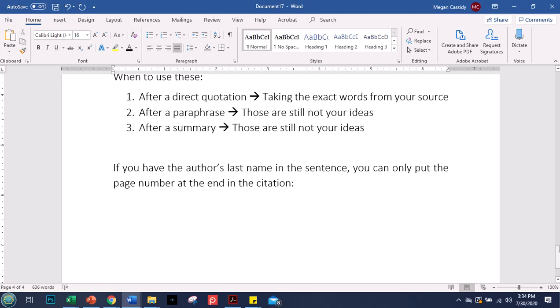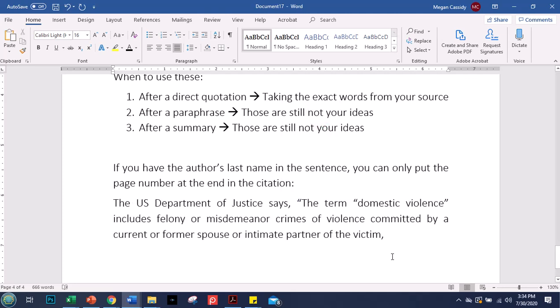I'm going to take that same quote I just grabbed. Okay. So the U.S. Department of Justice, that's the corporate author, right, says, and then I'm going to have my quote. And let's say that's on pages 6 to 7. Okay. Now, there's my parenthetical with just that, and there is just that.